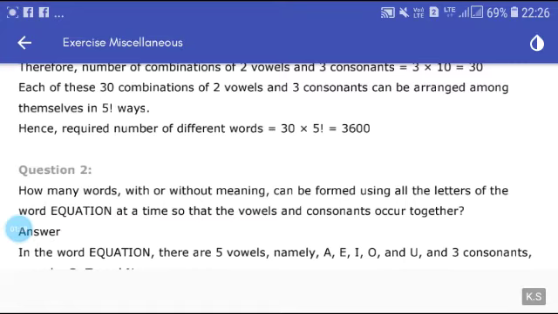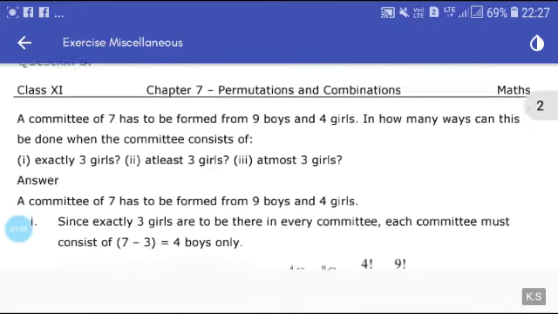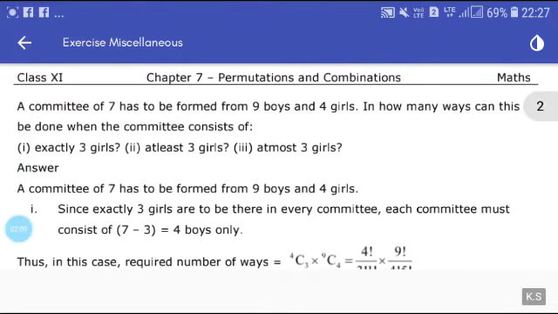Okay, now see our next question. How many words with or without meaning can be formed using all the letters of the word equation at a time, so that the vowels and consonants occur together? It is a similar type of question, so please try it by yourself.